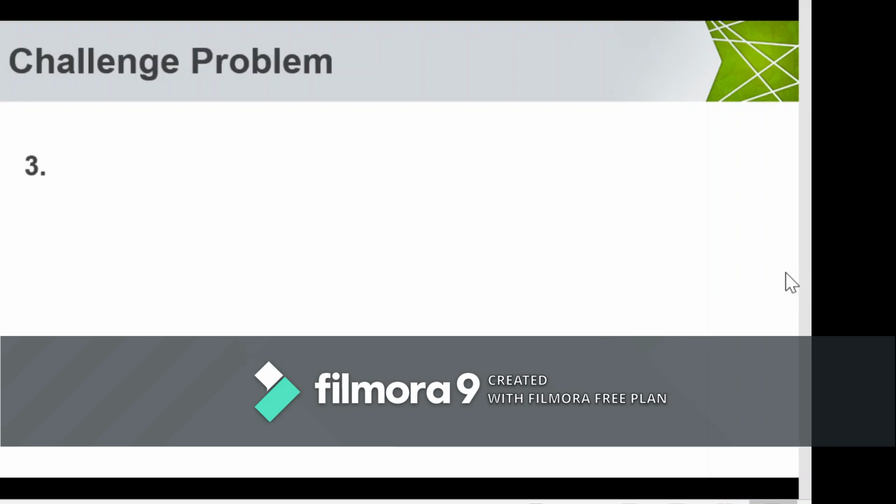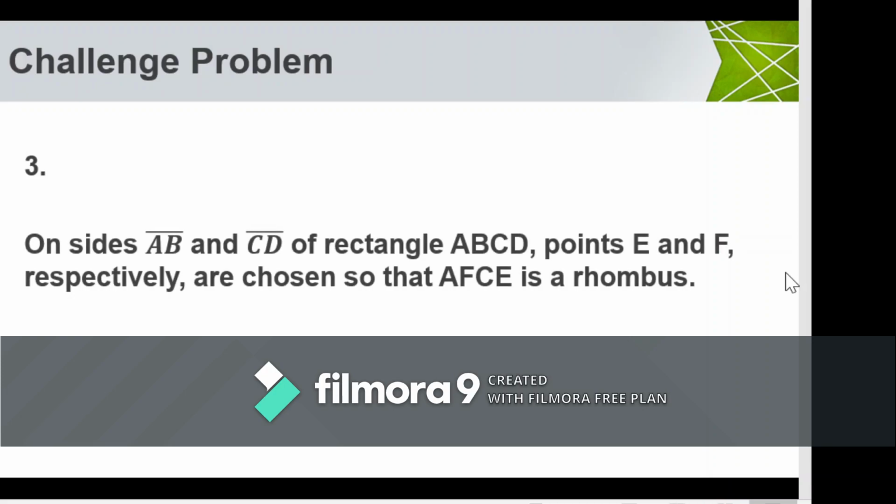And for the challenge problem, on sides AB and CD of rectangle ABCD, points E and F, respectively, are chosen so that AFCE is a rhombus. If AB equals 3 and BC equals 5, find EF.